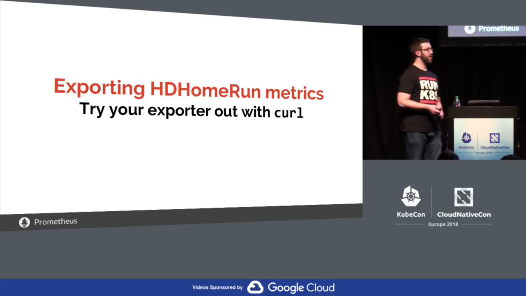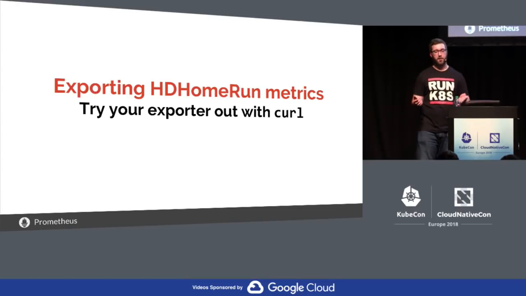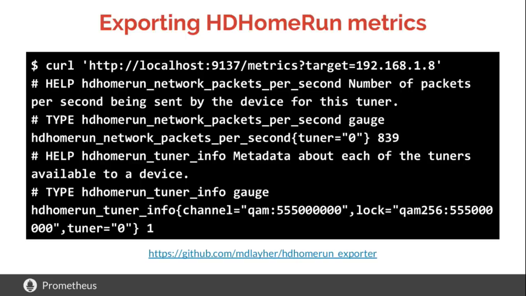So putting this all together, let's give the exporter a try with curl and that target parameter and just see how things go. So we curl our exporter running on, let's say, my local machine, and it dials out to the remote HDHomeRun device. So we expose a couple of metrics here.